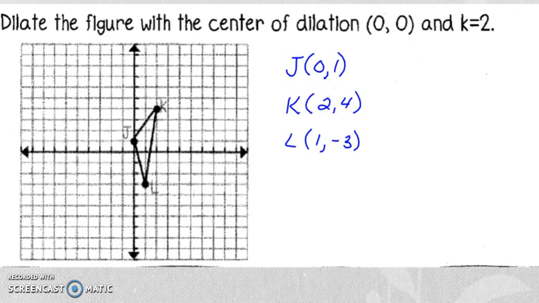We are going to dilate the figure with the center of dilation of 0, 0, where K, the scale factor, is 2. I have already written down the coordinates. So to find the image of J, I take my scale factor of 2 and multiply it by both of these points. 0 times 2 will remain 0. 1 times 2 is 2. My J prime will be at 0, 2.